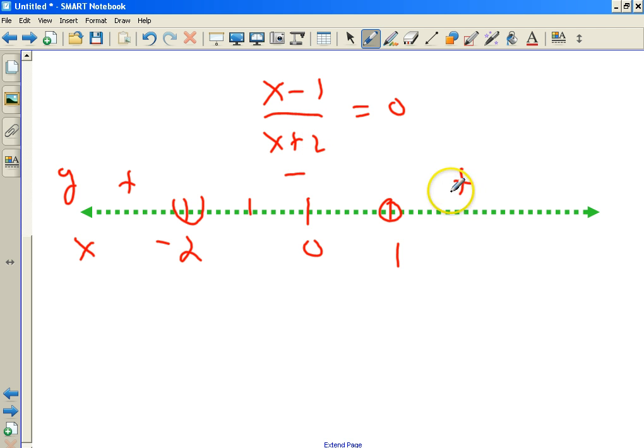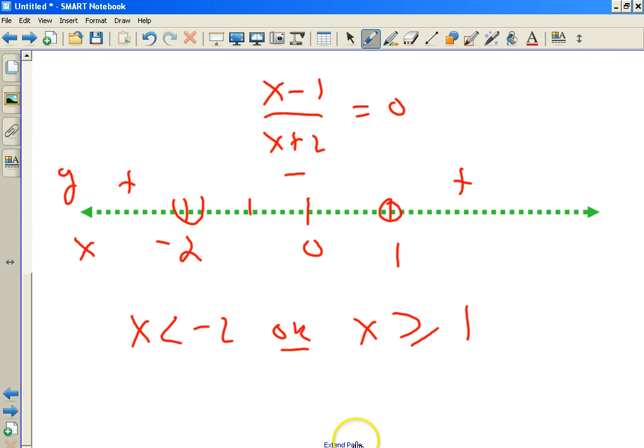So now what's the answer? How do you state all the x values that make this equal to 0 or positive? X is less than negative 2, or x is greater than 1, but what about equal to 1? Yes, because we want it to be equal to 0. How about equal to negative 2? No, because that's undefined, not equal to 0. That's u, undefined.